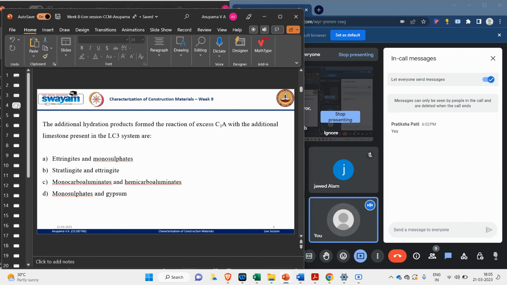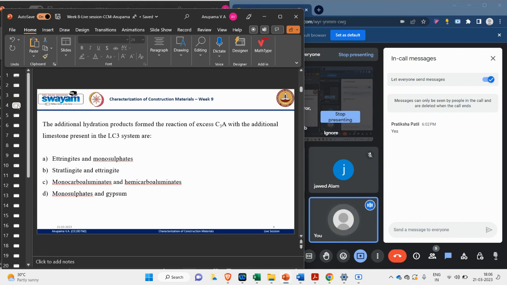So let me go through all the questions. Which are the additional hydration products formed by the reaction of excess C3A with the additional limestone present in the LC3 system? LC3 is limestone calcined clay cement, so as the name suggests, it has additional limestone content. That excess limestone reacts with the C3A and forms additional components which do not normally occur in the case of OPC. So, what are those additional components?